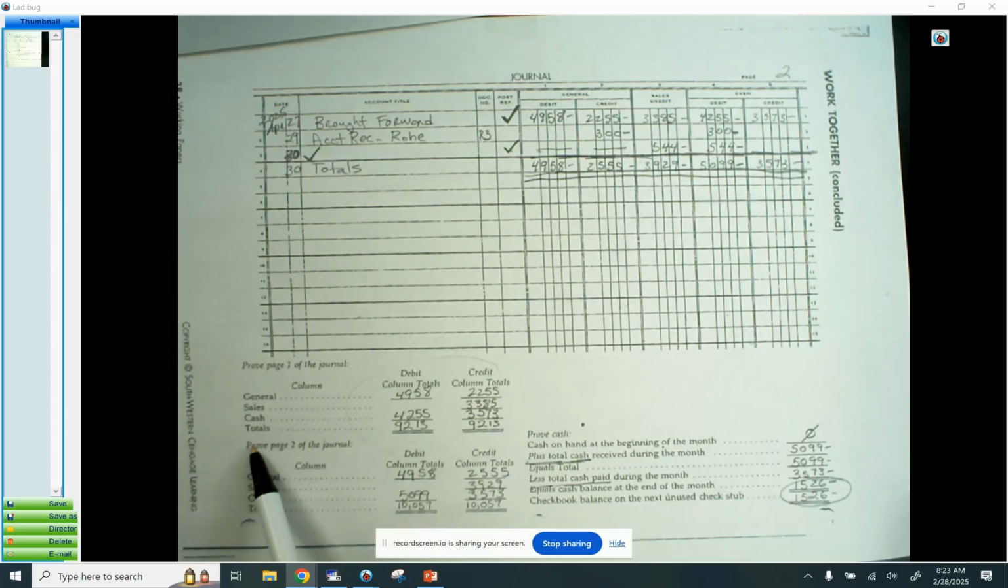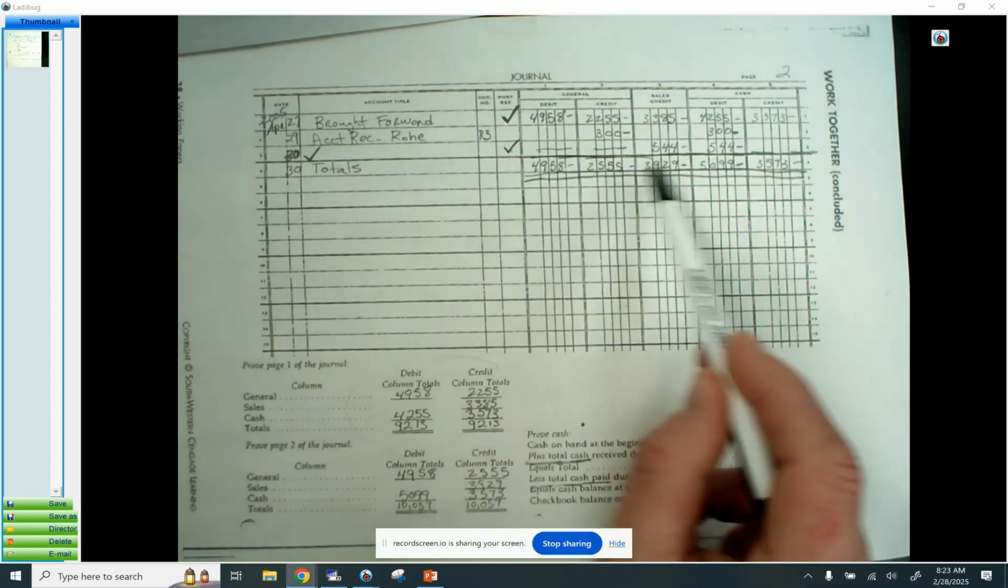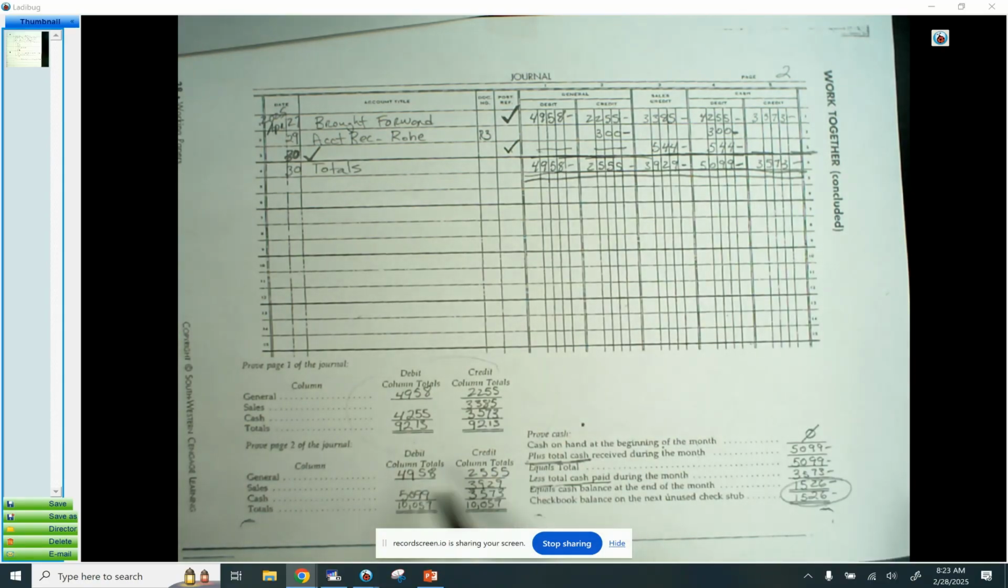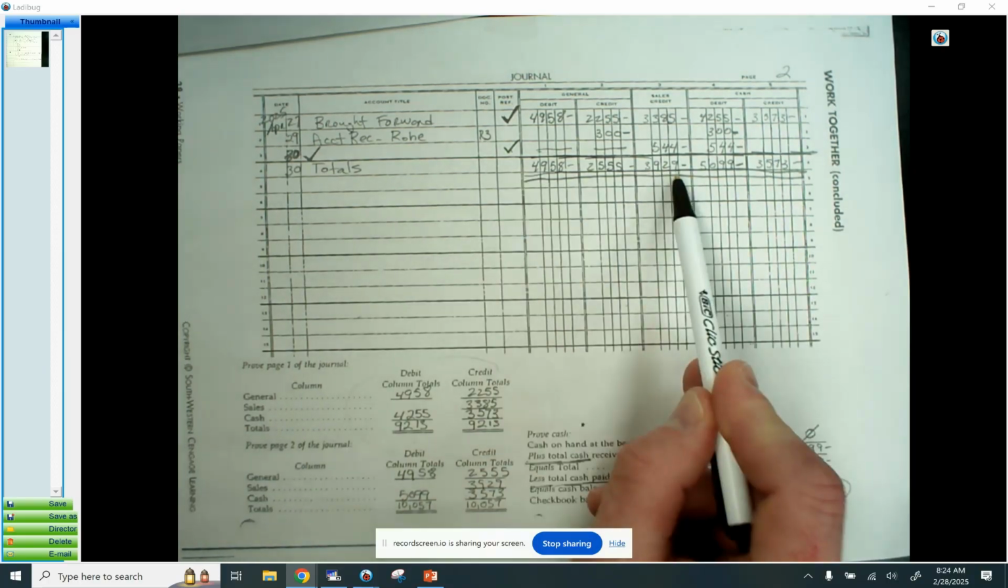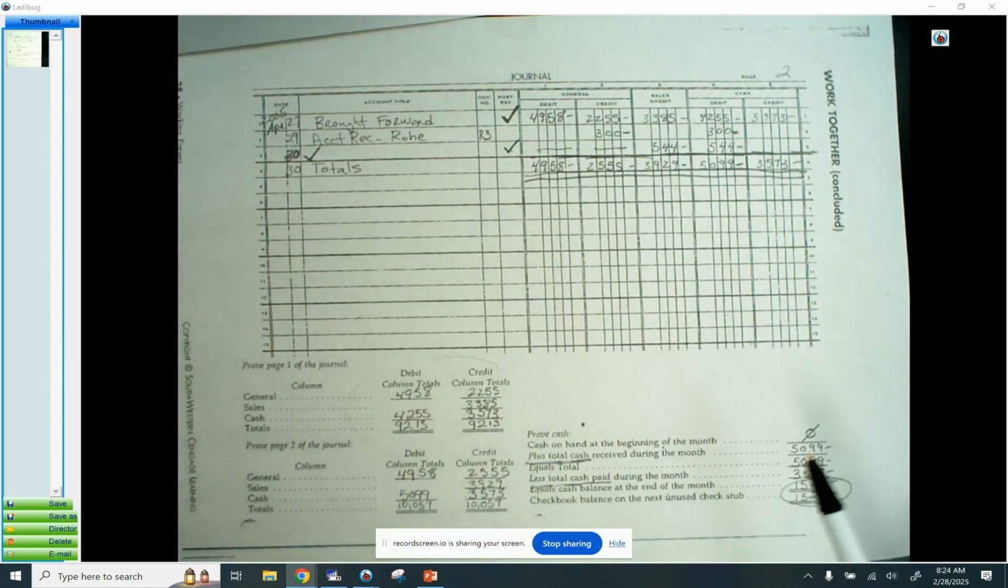So proving page two of the journal, we would take these five totals, we would put them in their spots for debit, general credit, sales credit, and then cash debit and credit. Make sure we add down, and they should add up. If they do, we would double line it because debits equal credits. The double lining is verifying that your totals are correct.